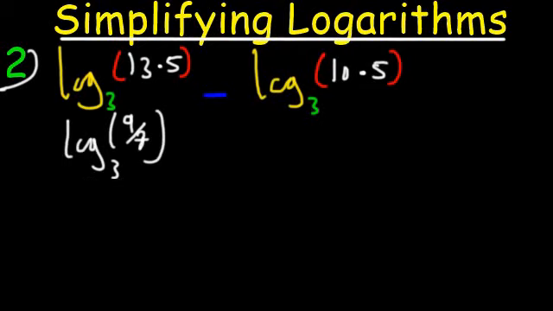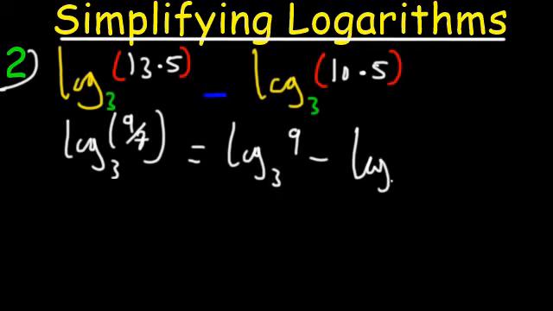Okay, if you have two different log values being subtracted, you can turn it into division. If you have two different values being divided, you can turn it into subtraction. You can just do it in a vice versa way. So this typically equals log of a base of 3 to 9, minus log of a base of 3 to 7.